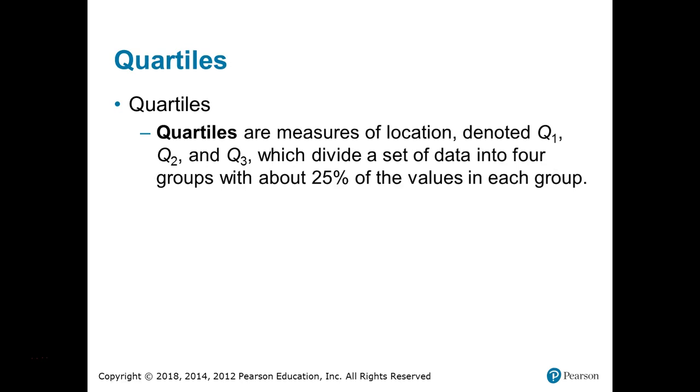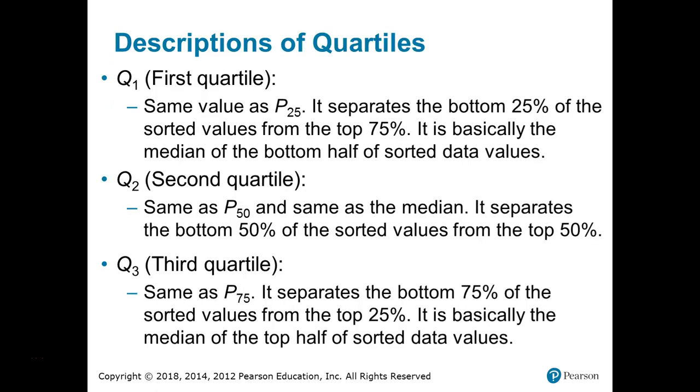Now let's go on to something that I think is a little bit easier. Now we are looking at quartiles. Quartiles are measures of location, denoted by Q1, Q2, and Q3, which divide a set of data values into 4 groups with about 25% of the values in each group. A little wiggle room for rounding if the number of total data values isn't perfectly divisible by 4, but there should be no more than 1 data value more per quartile.